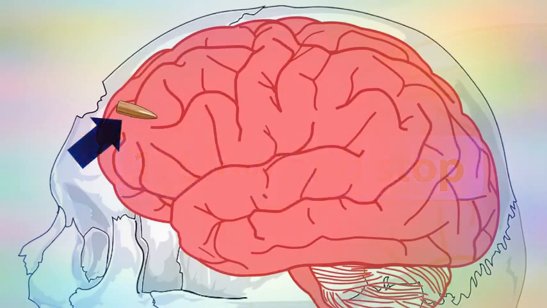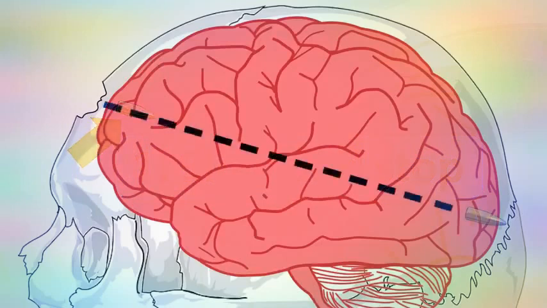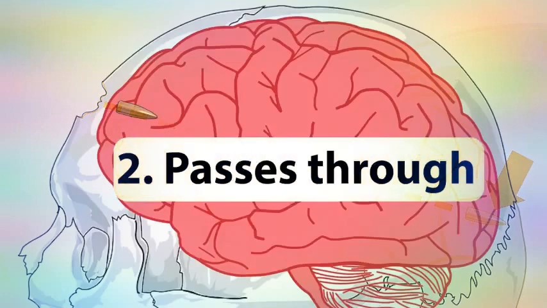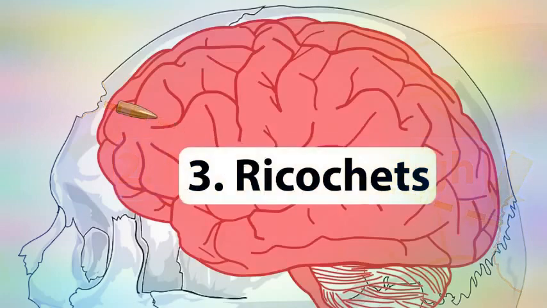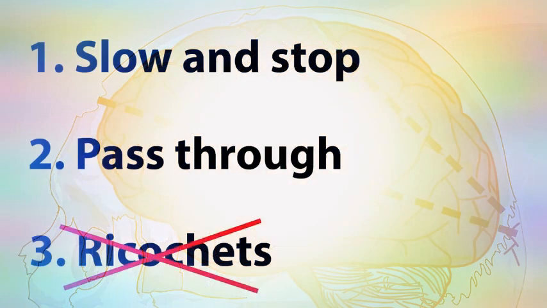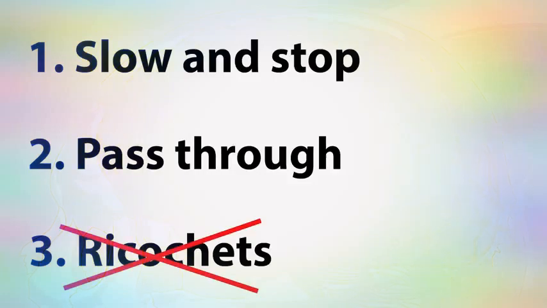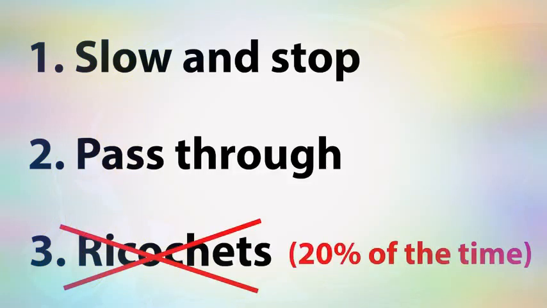If it loses enough of its energy when it pierces the skull, it will stop in its path inside the brain, probably at the other end of the skull. 2, it passes cleanly through, or 3, it ricochets inside the head. Of the 3, the least common is the third, accounting for about 20% of all bullet paths.